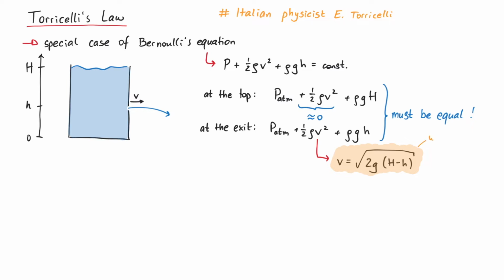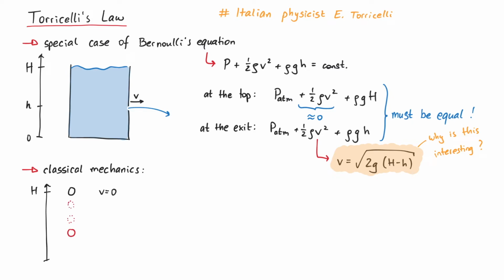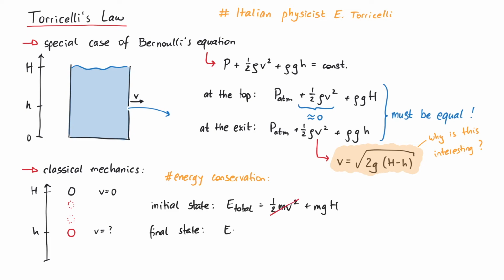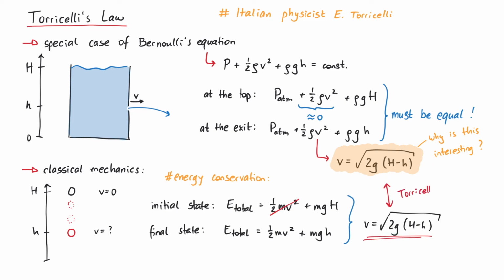Before we can realize why this might be interesting, let us also quickly look at another setup from classical mechanics. Suppose we let a ball drop from a height uppercase H and measure its velocity at the height lowercase h. Hence, its velocity at lowercase h is only due to converting potential energy to kinetic energy. This is a simple calculation using conservation of energy, which leads to a velocity that looks exactly like the velocity we got earlier. And that is Torricelli's law.